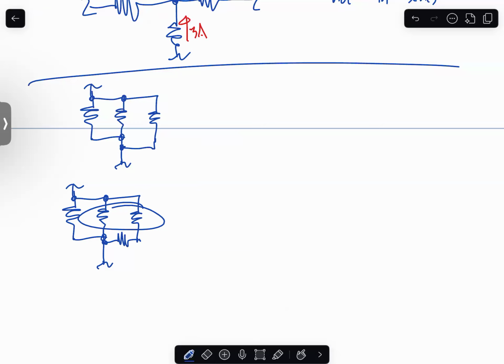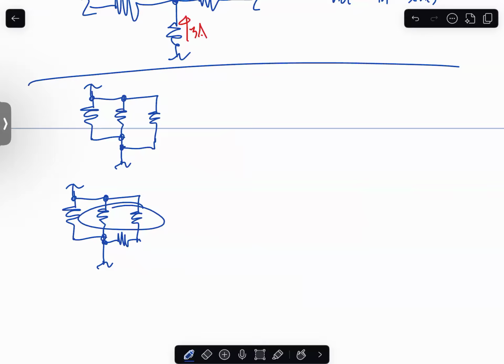Okay, so here's an interruption. Here's an intervening component. This breaks parallelness. Are these two in parallel? Yes. Are these two in parallel? No. Why not? They are in series.